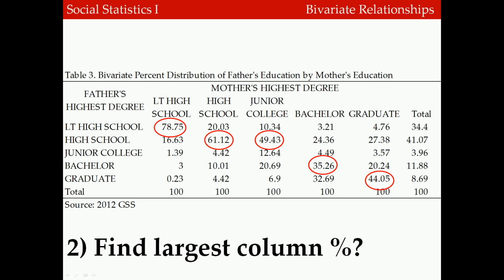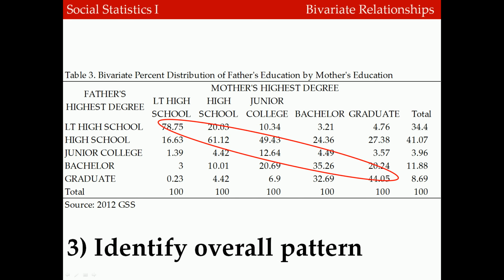That makes up 49.43% of that column. If we do this exercise for every single column, we can get an overall sense of the overall pattern in the data. And so it looks like what we're finding is that the highest percentages seem to be on the diagonal running from the upper left-hand corner to the lower right-hand corner.